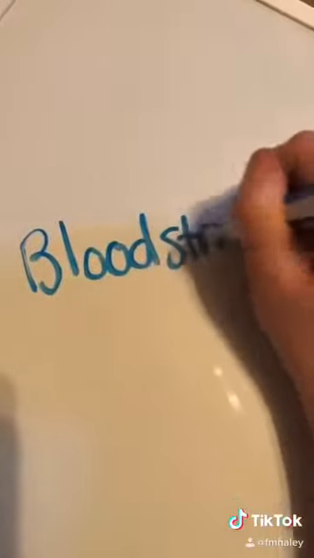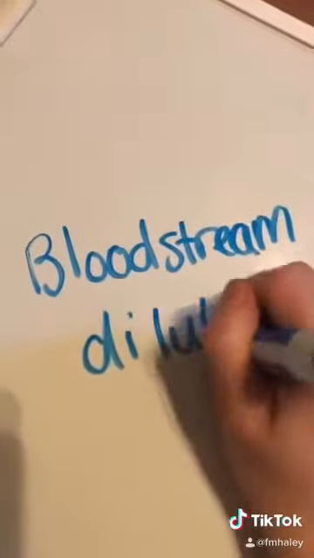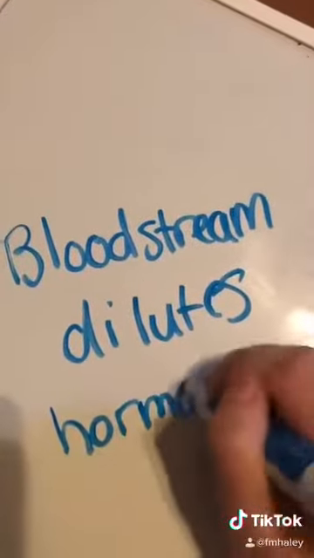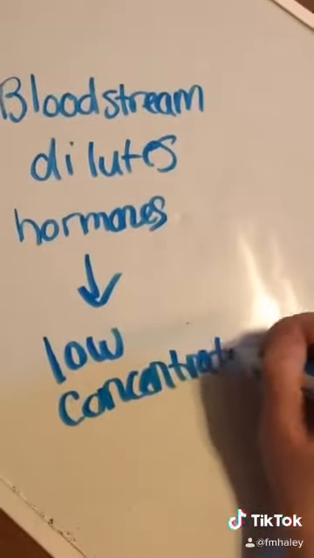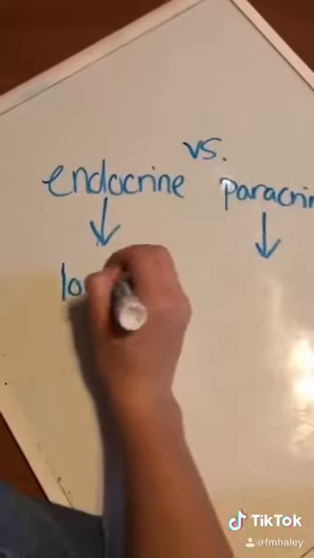Because these signals travel long distances over the bloodstream, the hormone or ligands will be diluted. A big difference between paracrine and endocrine signaling is low and high concentration of the signals.